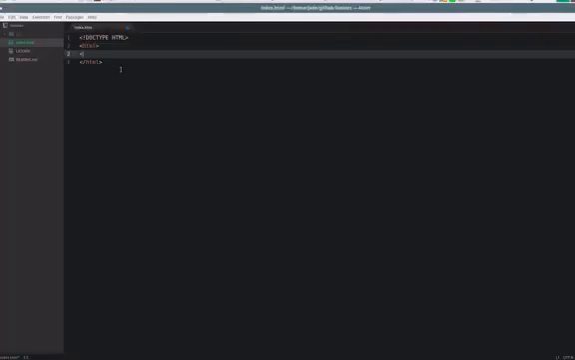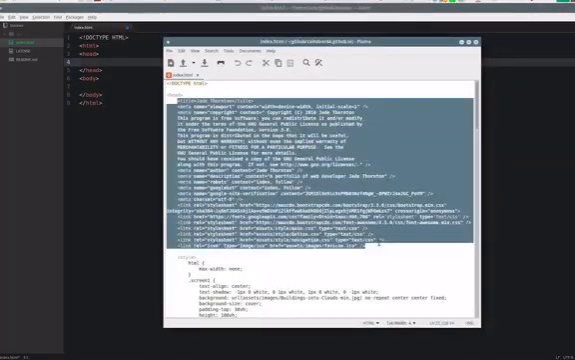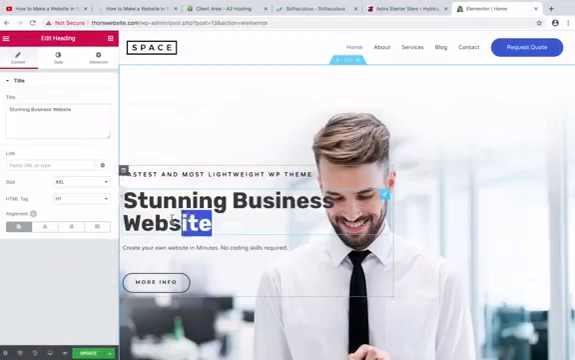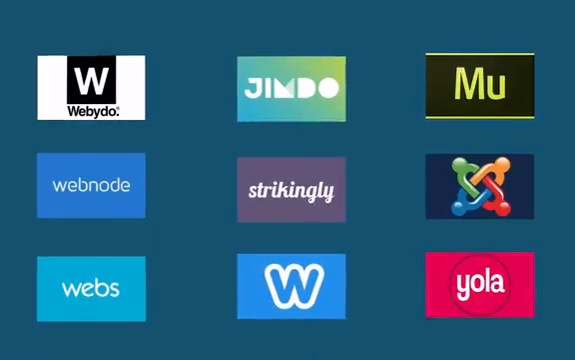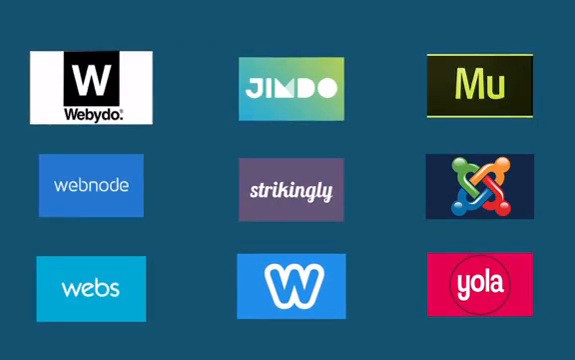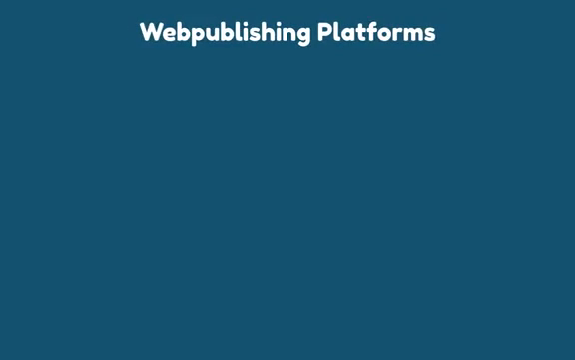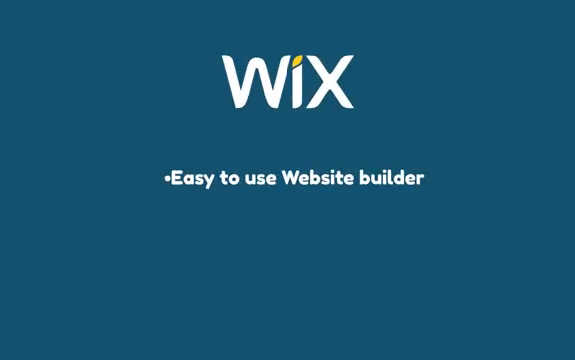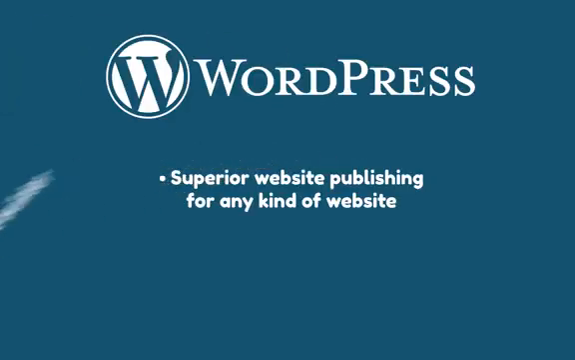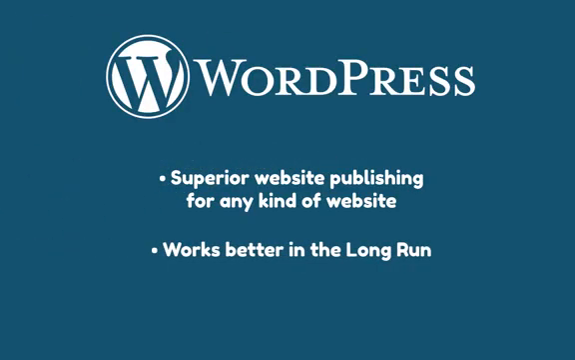The traditional way of building a website requires coding from scratch, but today, building a website is as simple as dragging and dropping page elements. There are dozens of options when it comes to web publishing platforms, so choosing the right one can get overwhelming. To simplify it for you guys, there are only two that are worth the consideration: Wix and WordPress. WordPress is far superior to Wix as a website publishing platform for any kind of website. While Wix offers an easy to use website builder, you can accomplish a lot more with WordPress over the long run. In this tutorial, we're going to be exploring WordPress.